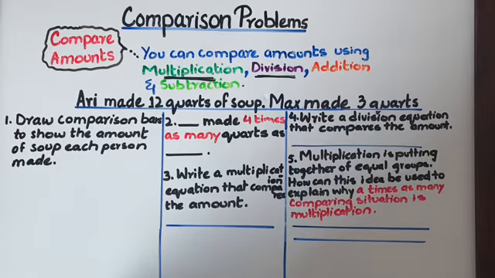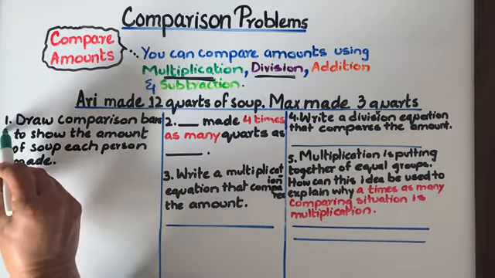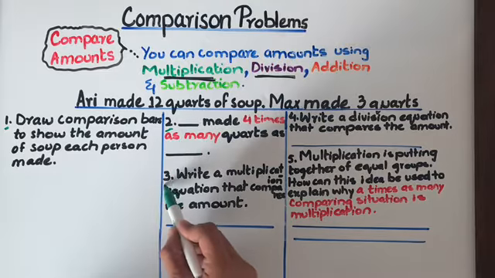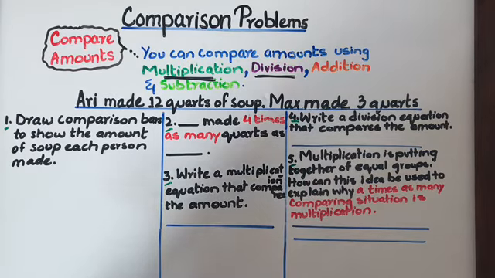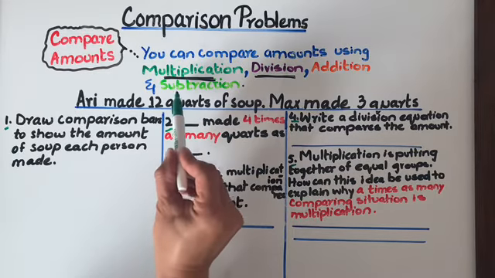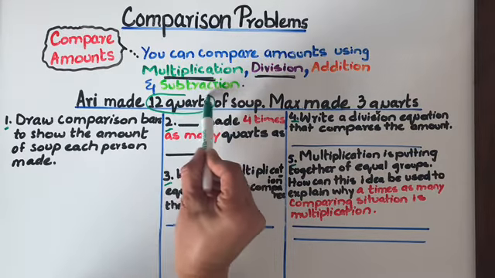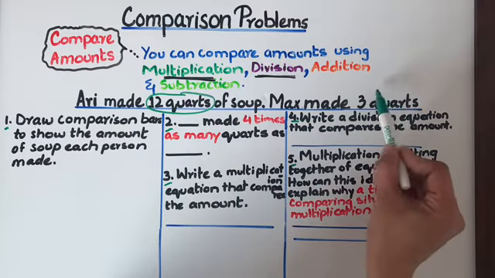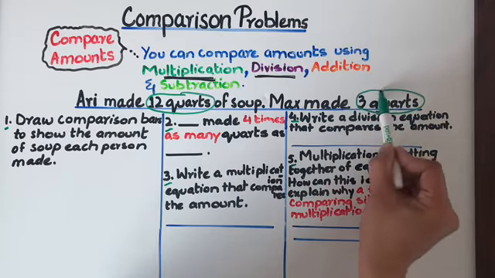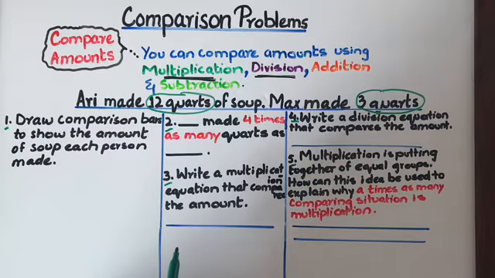Our first problem has 5 parts: 1, 2, 3, 4, and 5. Let's read the problem first. Eddie made 12 quarts. So I'm gonna highlight this 12 quarts of soup. Max made 3 quarts. Right, let's read the first part of this problem.